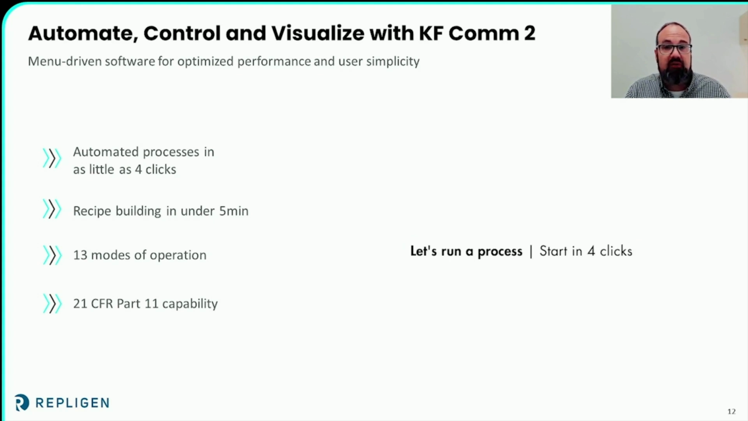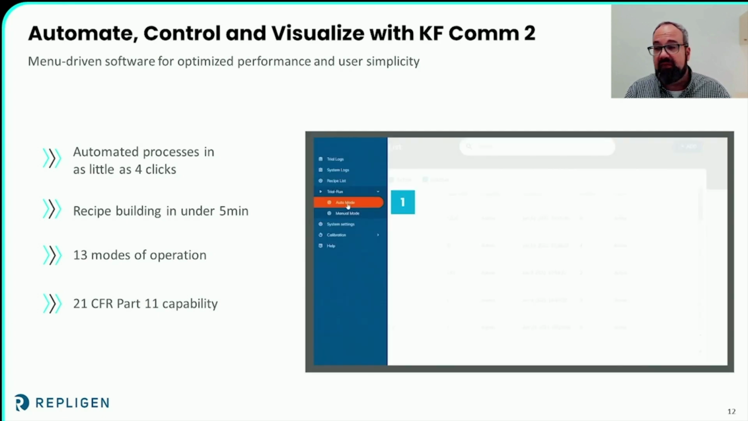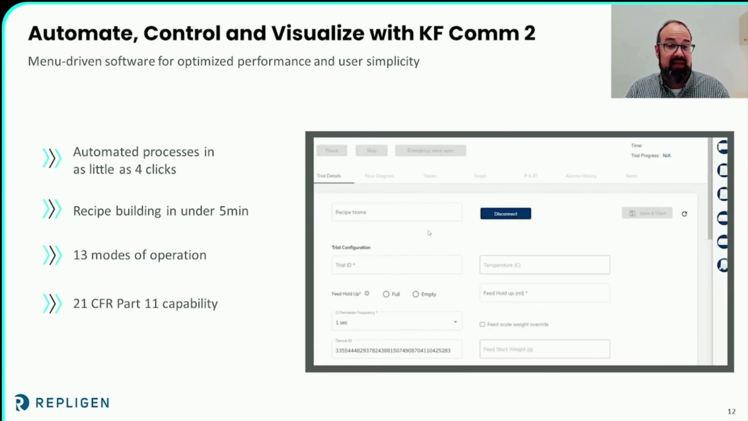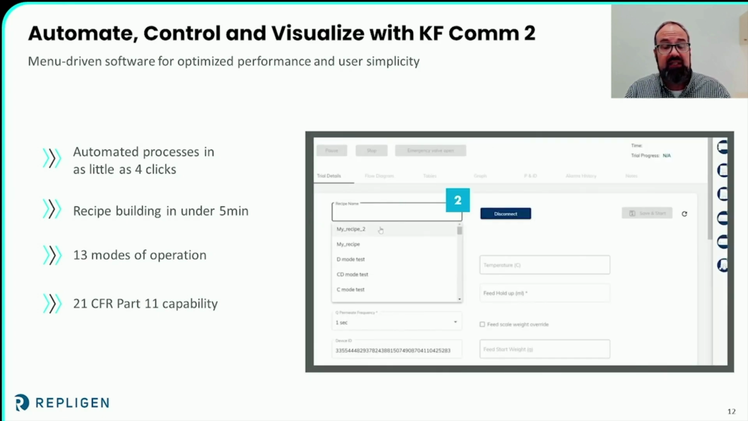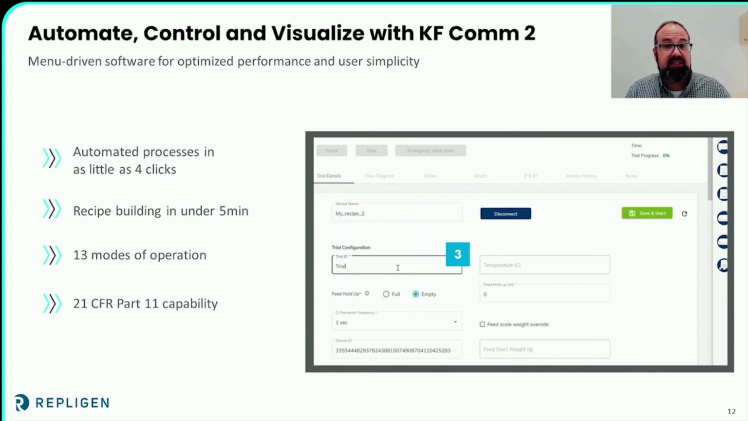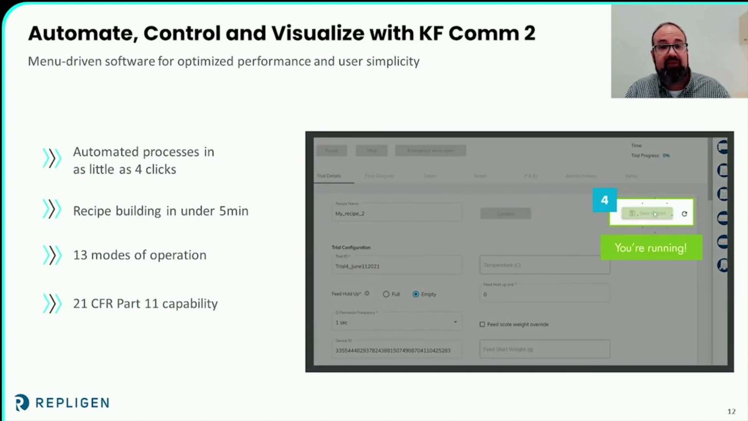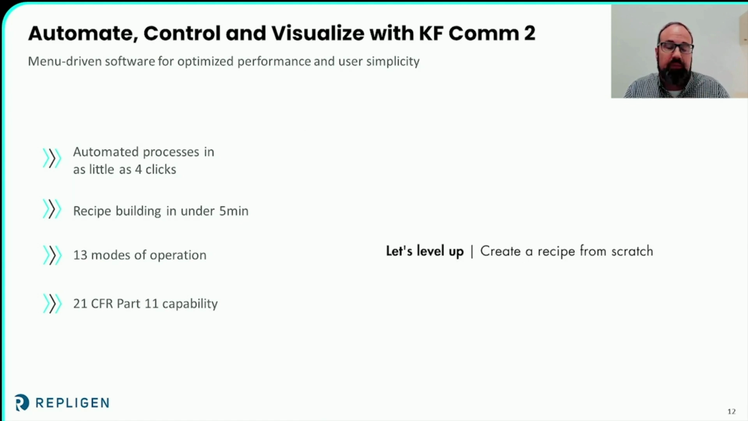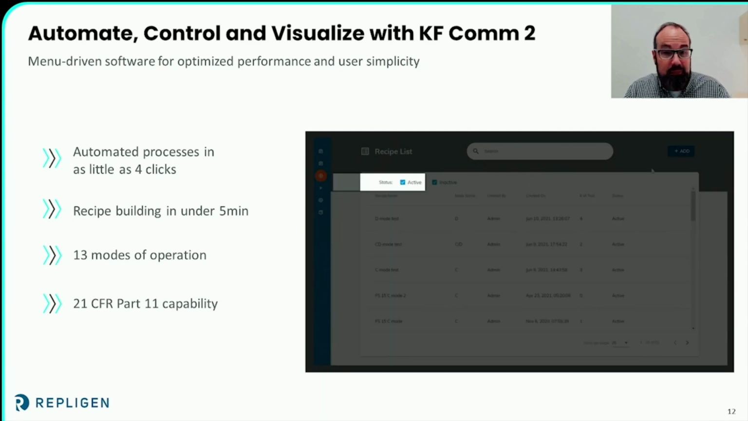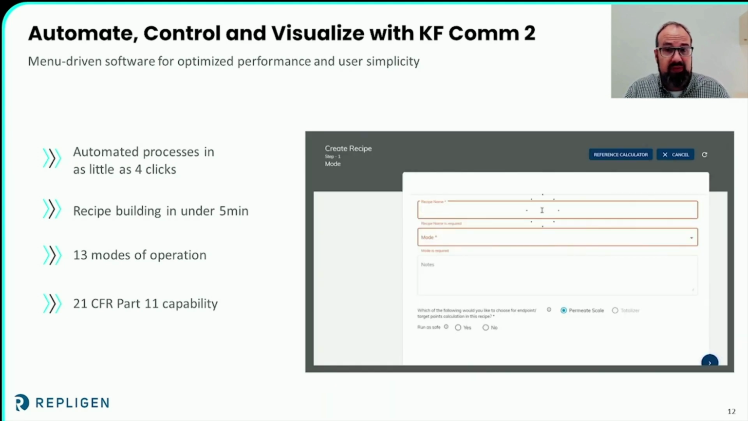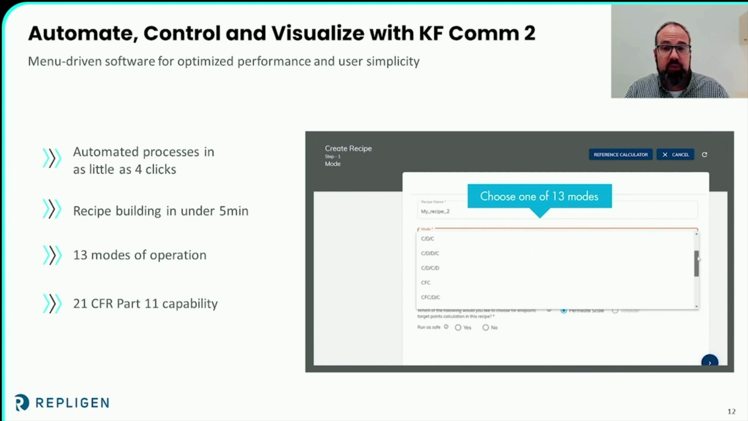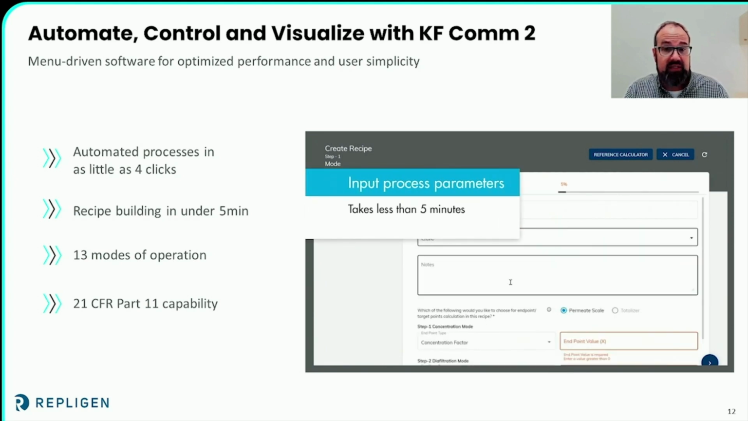So let's revisit our fears of learning new automation software. I always said that one of the greatest value propositions of the CrossFlow TFF systems is the KFCom2 software. This software controls the entire system, configures recipes, and automates the processes in a matter of minutes through the intuitive KFCom2 software user interface. The software is simple to learn, intuitive, and contains all the process modes you would require to run common or more advanced TFF processes.